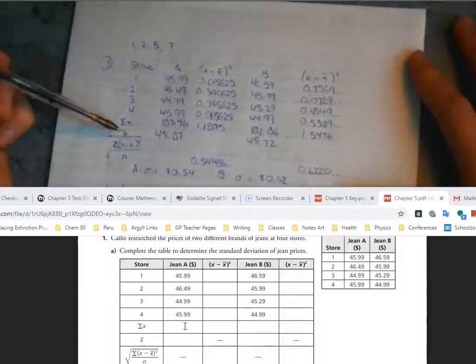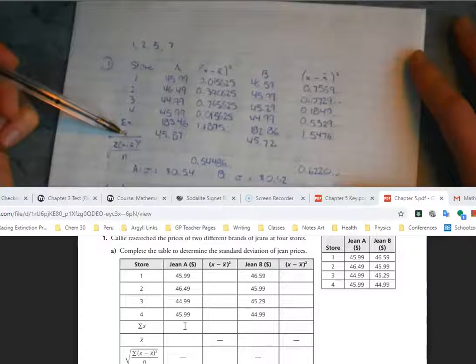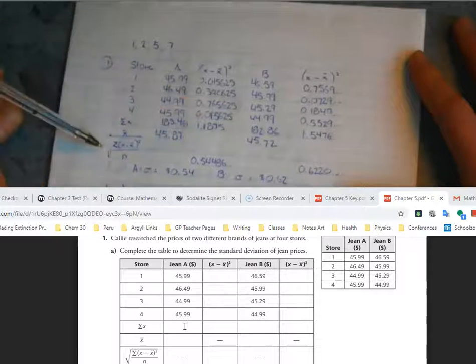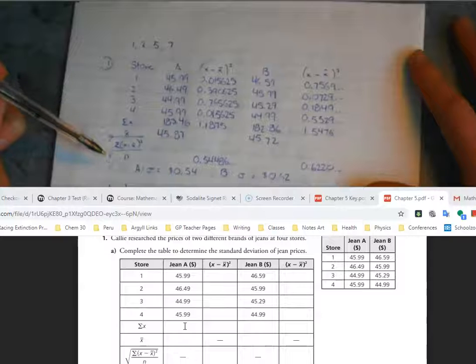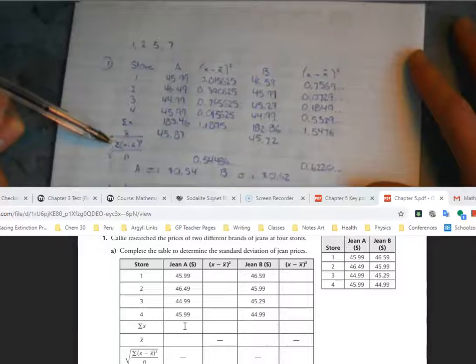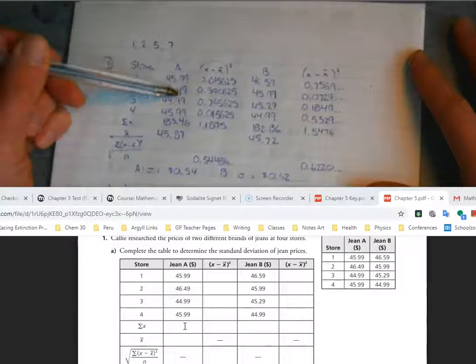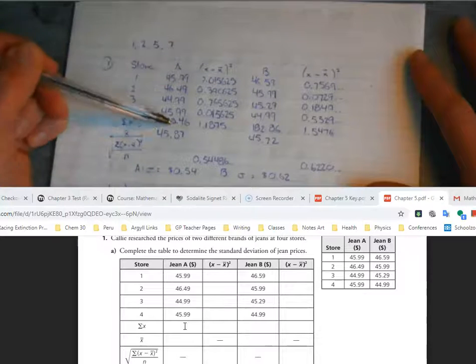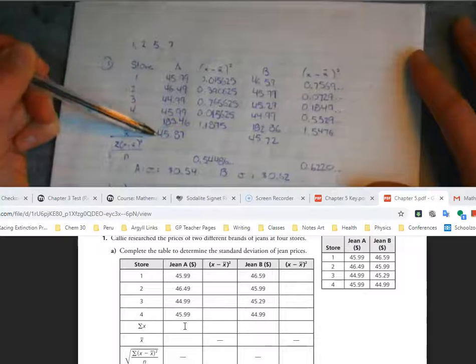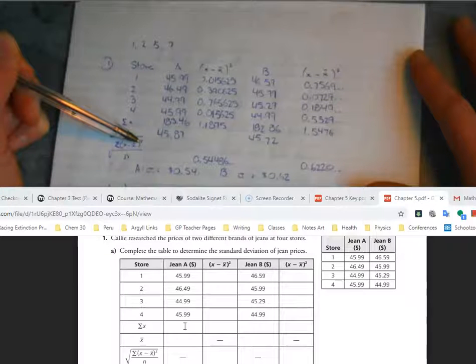So now we have our mean for each set of jeans. The next thing we need to do is calculate the standard deviation, and we're given this formula where we need to find the sum of x, so each one of these individual values, minus the mean that we calculated here. And then we need to square that value.